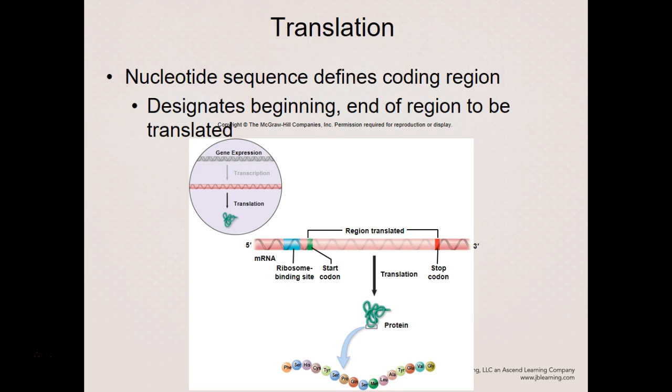So the nucleotide sequence determines the coding region, and we read our DNA 3 letters at a time. That is our reading frame, 3 letters at a time, the reading frame, okay? The sequence will designate the beginning and the end of the region being translated. So we have the start codon, and then we move all the way down to the stop.